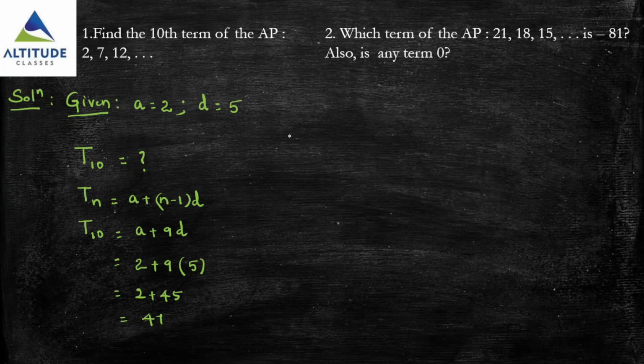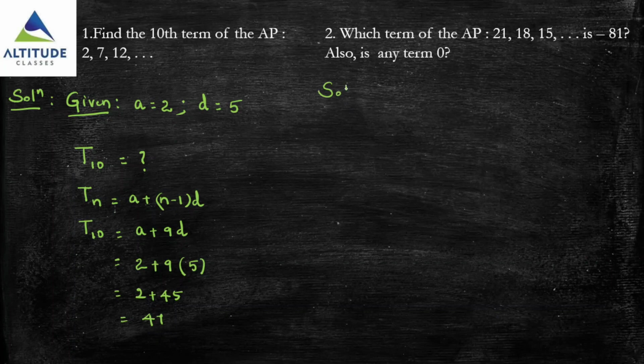Okay, so let's go to the second question. If you want to solve it, try to pause the video and solve on your own. Once you have done, you can come back to the video and check the solution. Which term of the AP 21, 18, 15 is minus 81? Also, is any term 0?